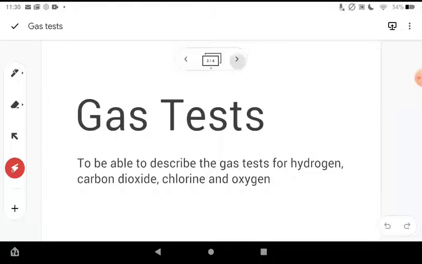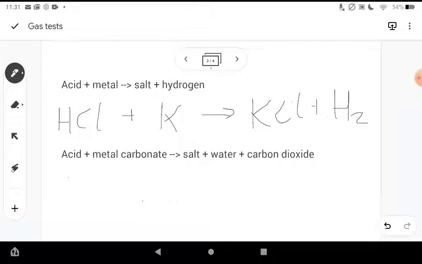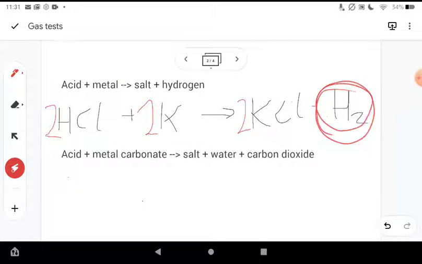And there are 2 reactions that are probably the most common ones that link onto these questions on gas tests. So the first one is an acid, let's say hydrochloric acid, plus a metal, let's say potassium, is going to give me potassium chloride plus hydrogen. Quite a nasty reaction there. Now, if we balance that out, that would be a 2, 2, 2. But you would be testing for this gas here, for hydrogen. The way you do that is a squeaky pop test. So you collect the gas, put a lit splint into that gas, and if you hear a squeaky pop, you've got hydrogen.